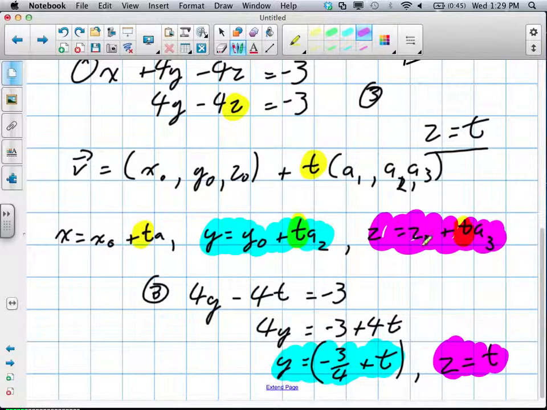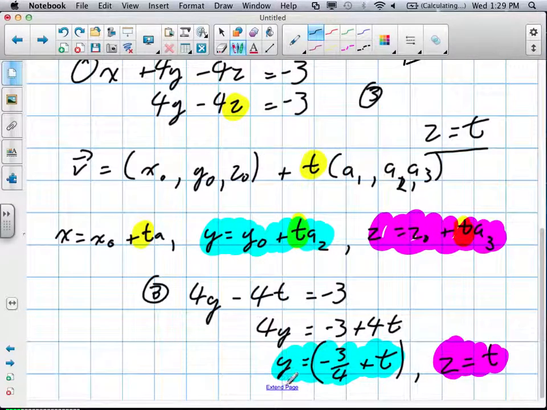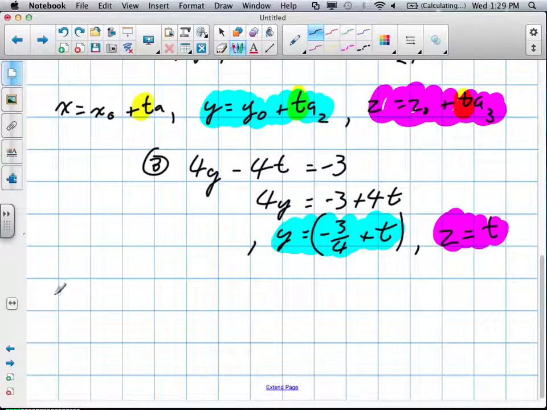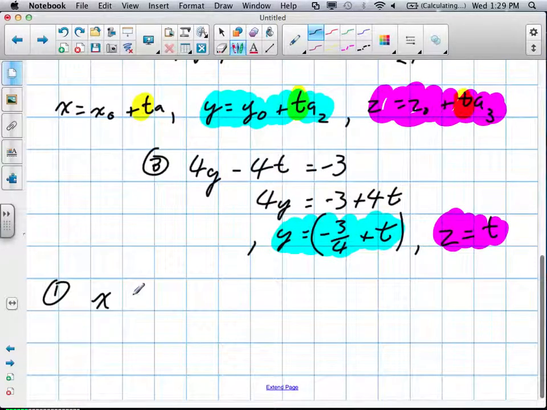So our z naught in this case is 0, and our t value is 1 again, okay? Our number in front is our a3 value. So we've got those two there. We have a y, we have a z. We need to solve for the x form of this. So like we were saying before, I'm going to plug this all back into equation 1. Equation 1 said x minus y plus z is 3. Yep. X minus y plus z is equal to 3.